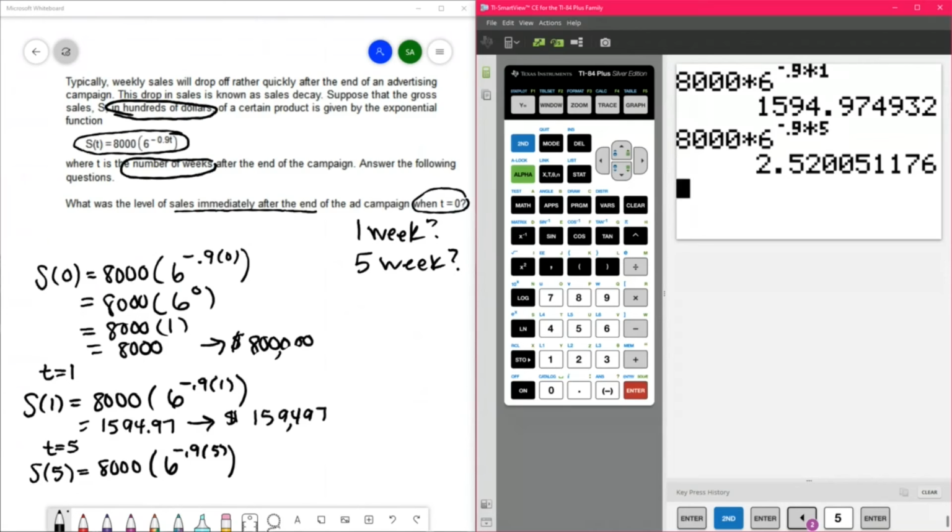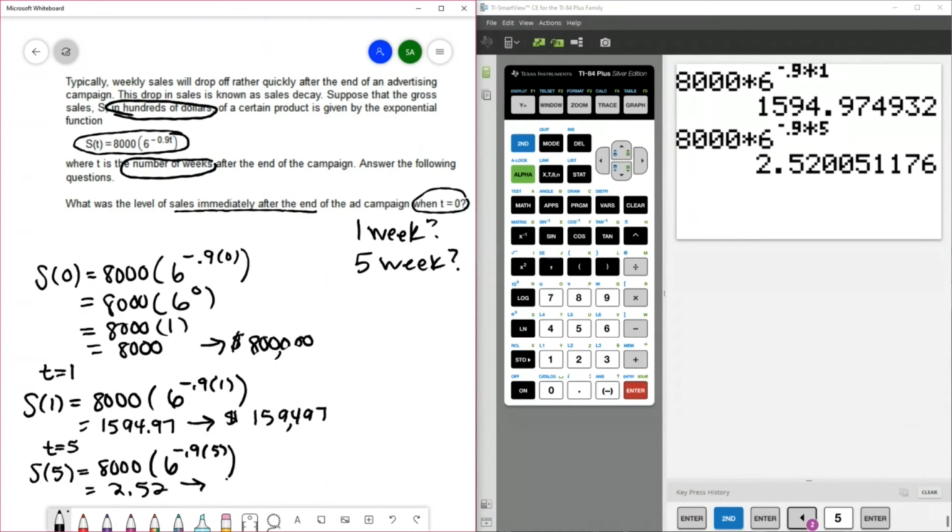So this is quite a significant drop off. We have 2.52, which would translate to about $252 in sales 5 weeks later.